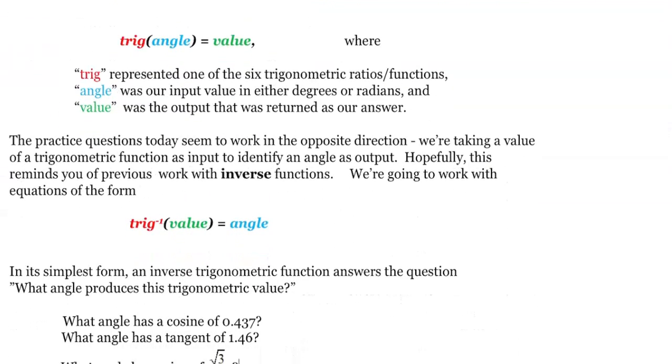Now we're going to talk about how you get inverses using your calculator. To this point, we're working with the trig of some angle gives me a value. The trig function is, say, sine. So the sine of, let's say, the angle 30 is going to give you a value of 1/2. That's what we've been doing. You can use any of the 6 trig ratios: sine, cosine, tan, cosecant, secant, cotan. The angle can be in degrees or radians, and the value is the output that was returned as our answer.